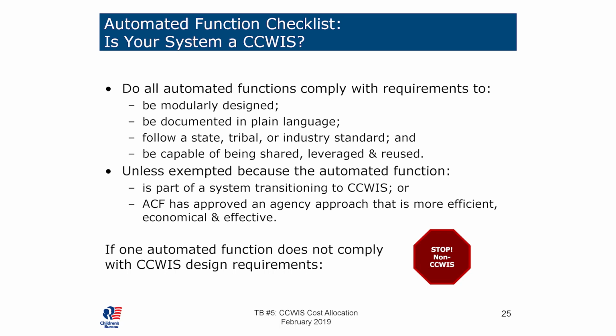For example, if your enterprise project supports both child welfare and Medicaid, and there's an automated function that only supports the Medicaid program and it does not meet the CCWIS design requirements, it is not a CCWIS project. In this case, non-CCWIS cost allocation may be available for the child welfare portions of that enterprise system. We do recommend that if you discover that your system is not a CCWIS, that you contact your federal analyst to determine your next step.